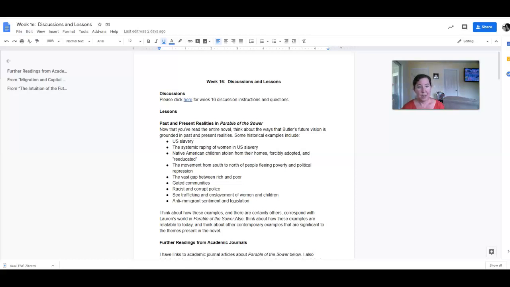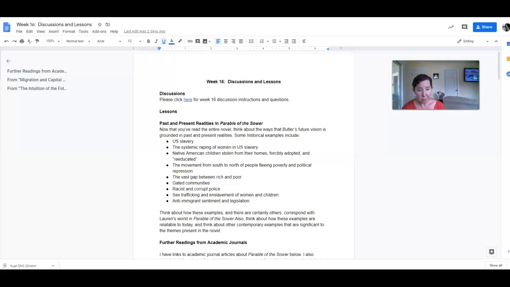So I have a little bit more information to talk about as we discuss the conclusion of Parable of the Sower. And mainly what I'd like you to think about are the ways that Butler's future vision is grounded in past and present realities. So some historical examples of this include U.S.